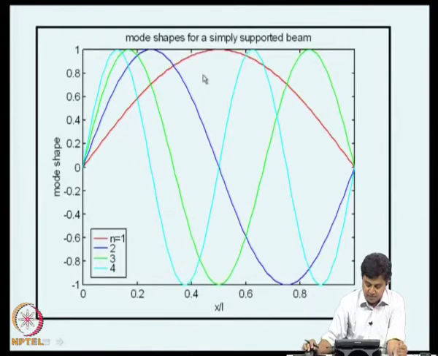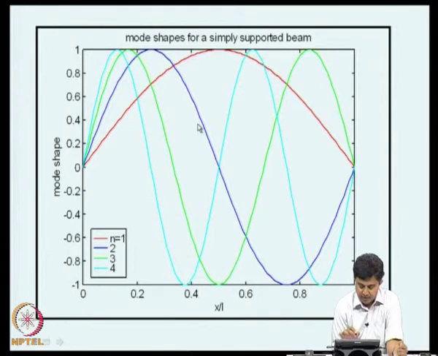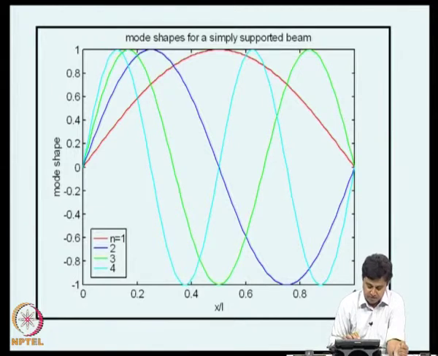The mode shapes for the eigenfunctions for a simply supported beam we saw to be sine functions. The first mode is a half sine wave, the second one is one complete sine wave, and so on and so forth. So, alternate eigenfunctions are symmetric with respect to midspan and antisymmetric with respect to midspan.